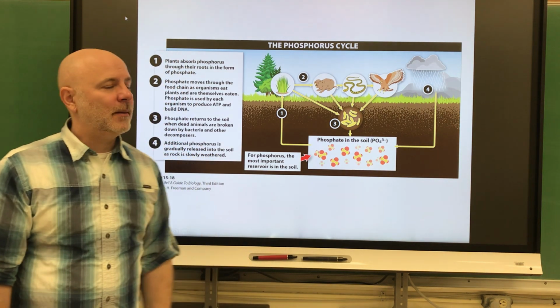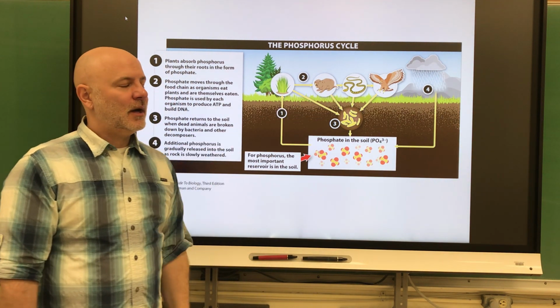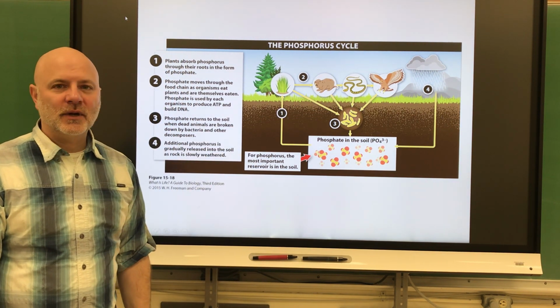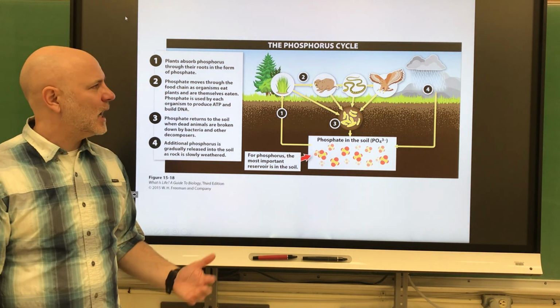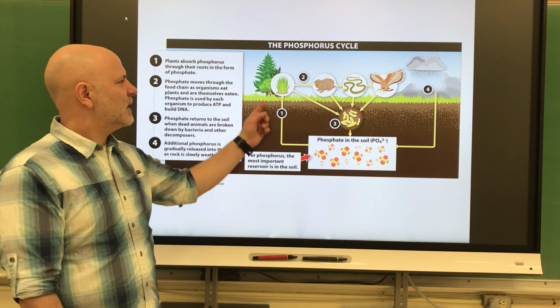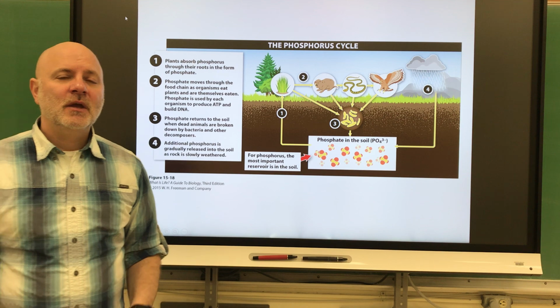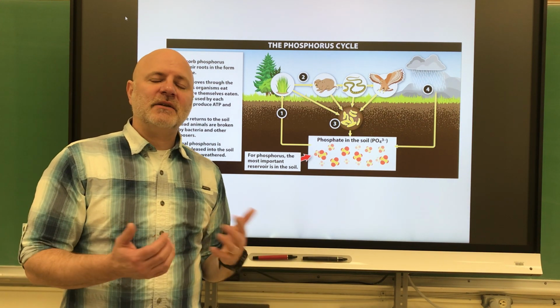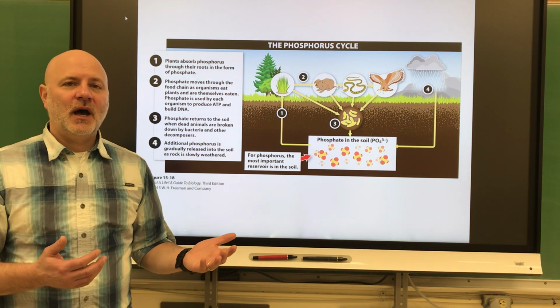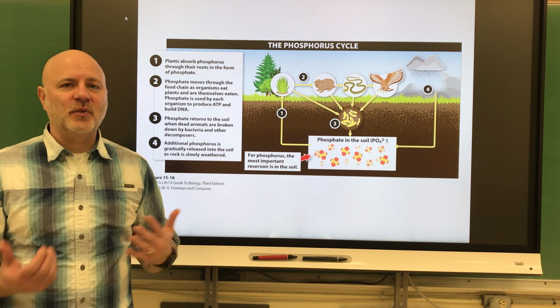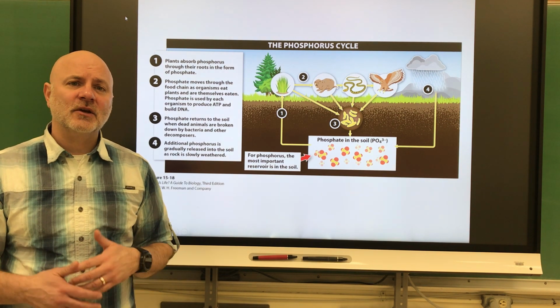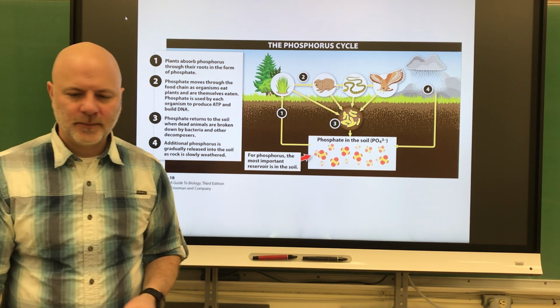And when anything dies, bacteria are going to break down those organisms, putting the nitrates back into the soil, which can then be taken up by plants again. And so this is why a lot of times fertilizers are going to have nitrates or ammonia in them as well as phosphates, because both of those things are going to help out with plant growth.